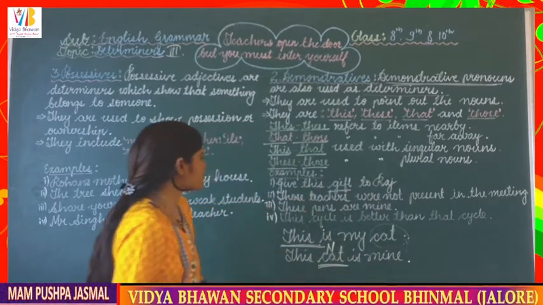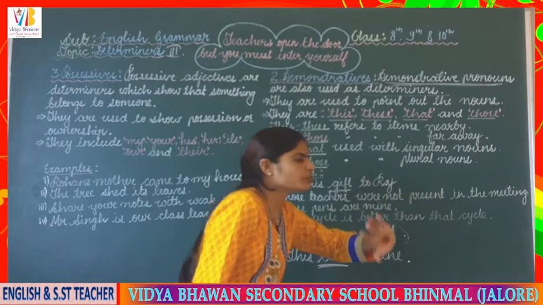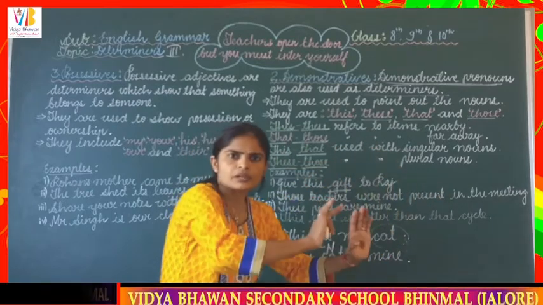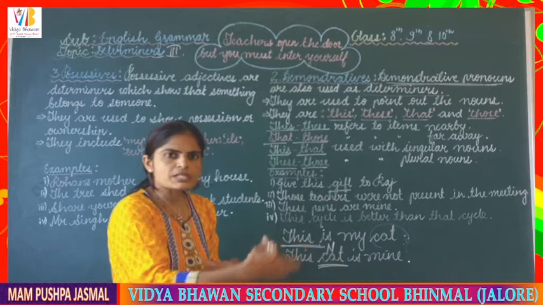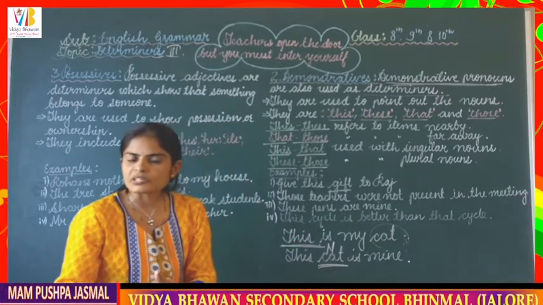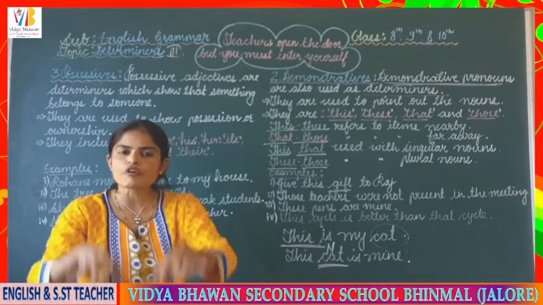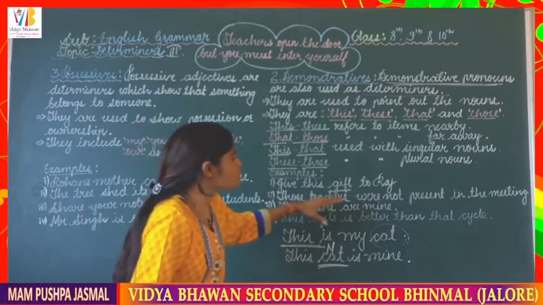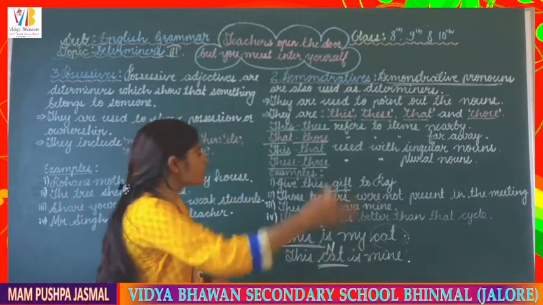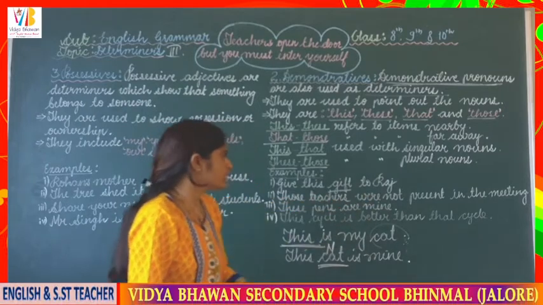Again the second example: those teachers were not present in the meeting. The teachers who are sitting outside, not in the meeting hall, we are mentioning them, saying that those teachers were not present in the meeting. Whoever is sitting in the meeting hall just before me, only they were present. So to point out far away items we use those. So those teachers were not present in the meeting.